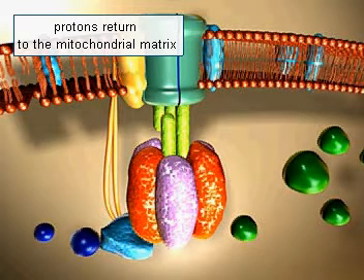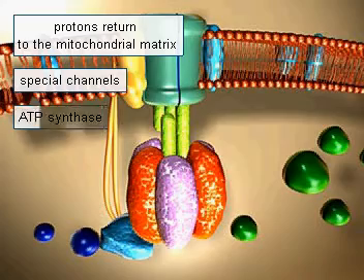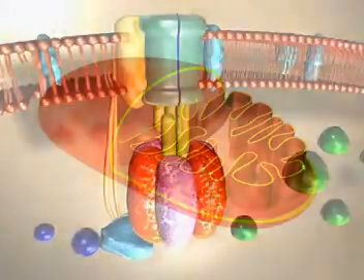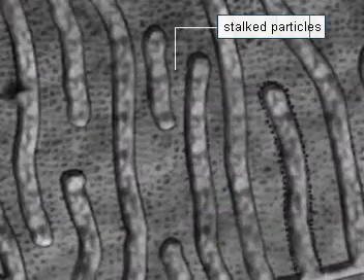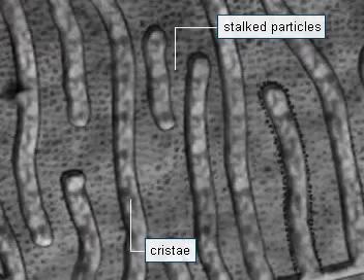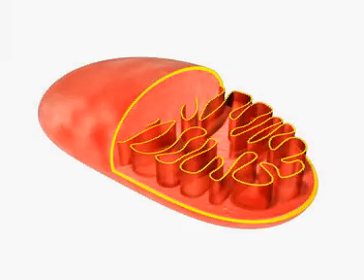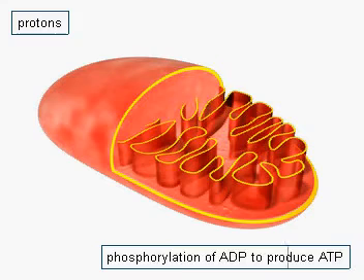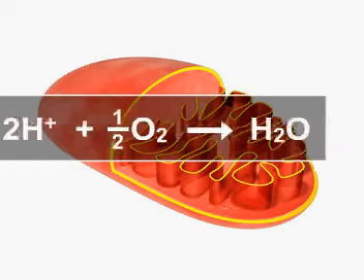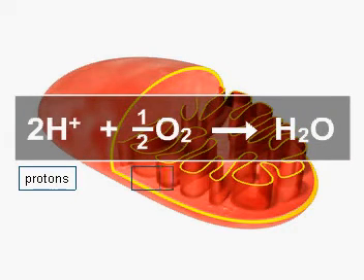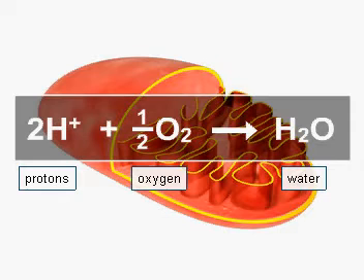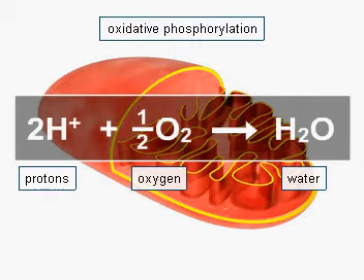They do this through special channels associated with ATP synthase, which occurs in the form of stalked particles on the cristae of the inner membrane. The movement of the protons is coupled to the phosphorylation of ADP to produce ATP. Finally, the protons are bound with oxygen to produce water. The whole process is called oxidative phosphorylation.